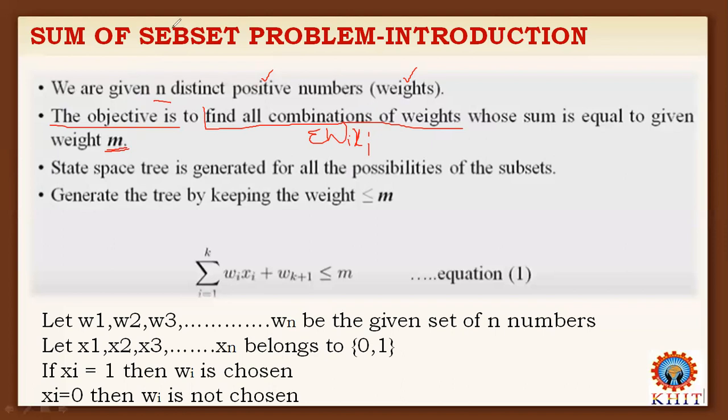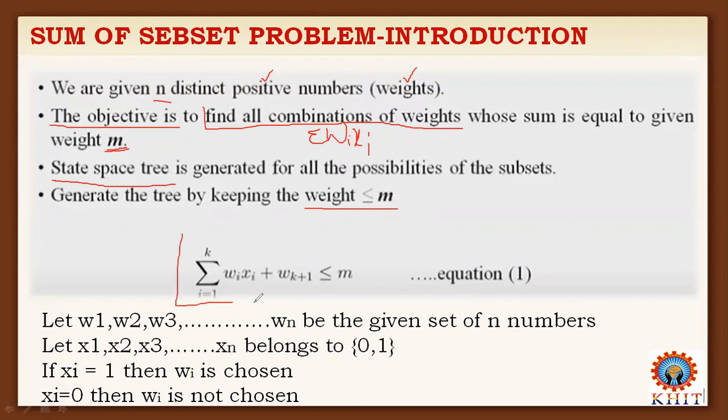Here the sum of subset problem can be solved by constructing a tree called a state space tree, which works based on the principle of backtracking technique. The state space tree is generated for all the possible solutions of the given problem. Now generate the tree by keeping in mind that the weight should not exceed m.